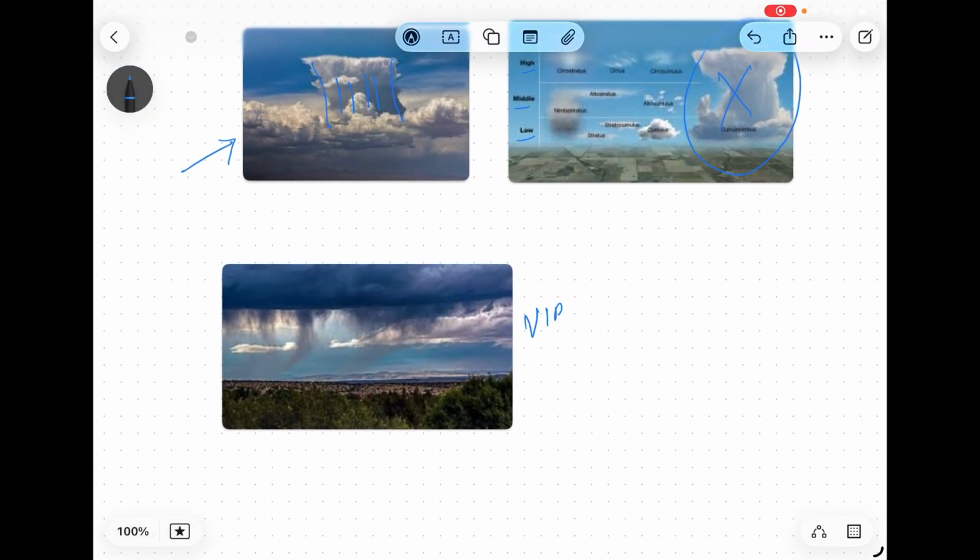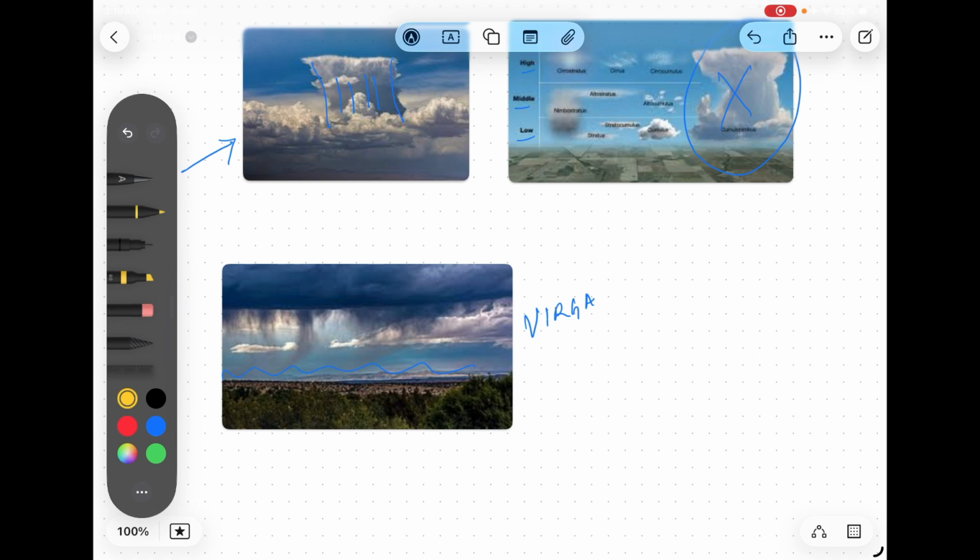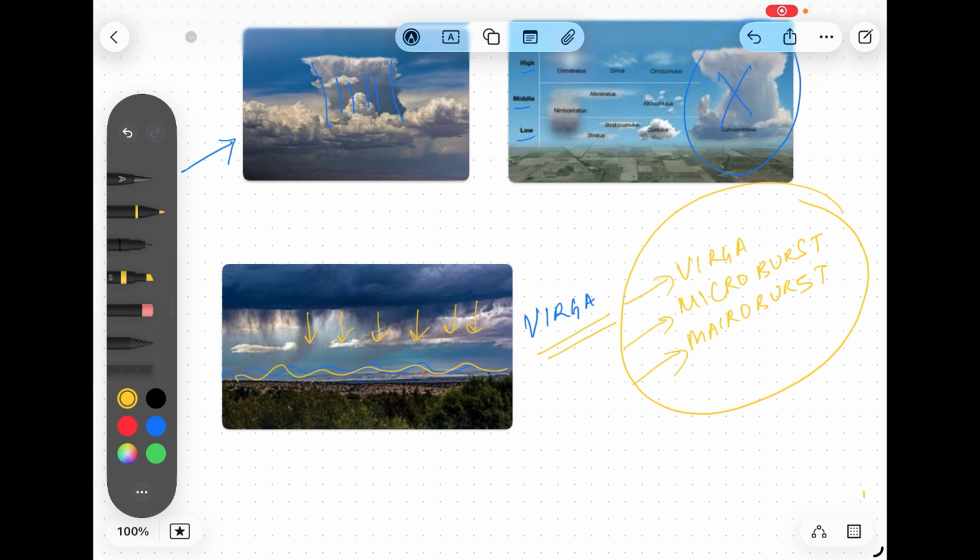Now this is known as virga. There is precipitation happening, but you can see it's not reaching the ground. It evaporates on the way. There is no touching of the ground. So this is how virga looks. We'll talk about virga, and we'll talk about microburst and macroburst in the thunderstorm chapter. I'll be making a video on that, so we'll talk about this in detail there.